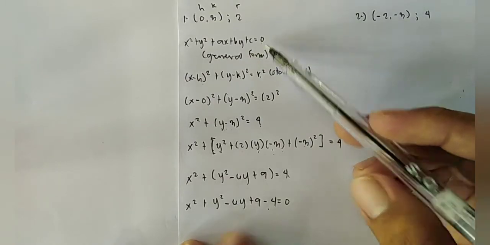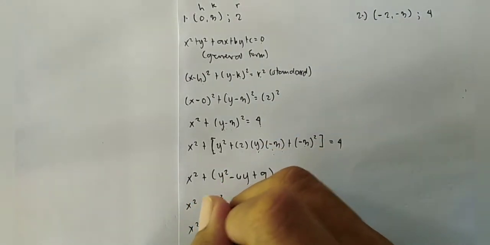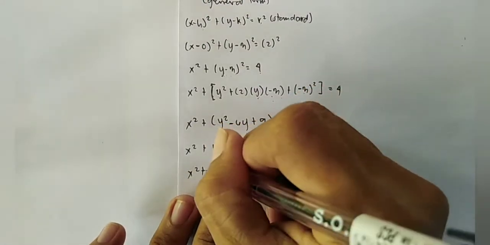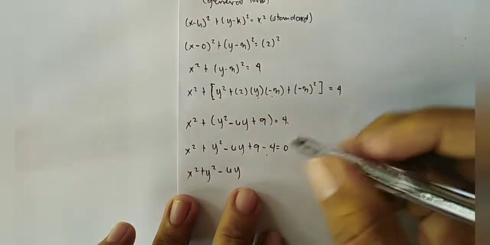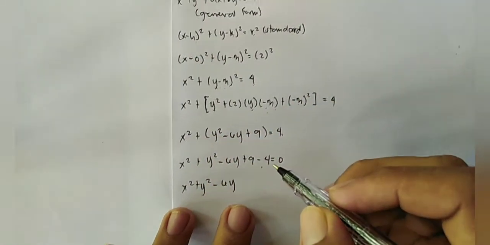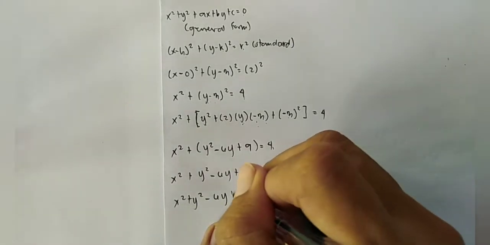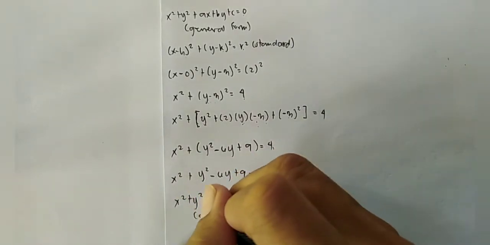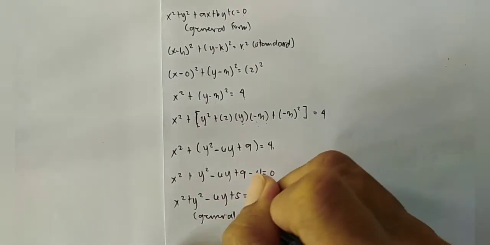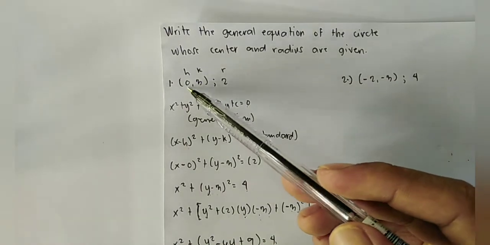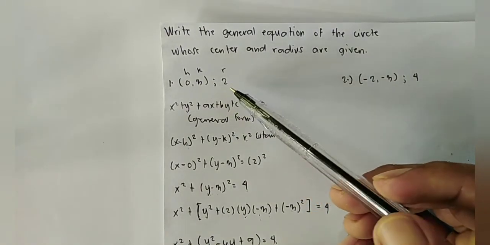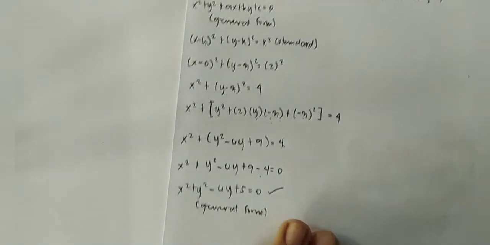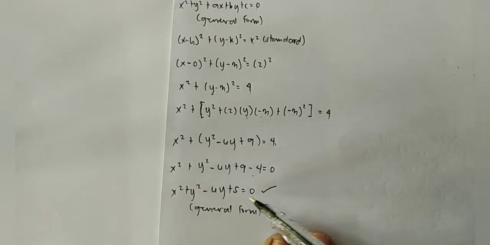So we just follow this one. Simplify further: x squared plus y squared minus 6y. So 9 minus 4, that is positive 5, is equal to 0. So this is already the answer. This is already the general form of the equation of the circle given the center at (0, 3) and the length of radius, which is 2. That's it. We have x squared plus y squared minus 6y plus 5 is equal to 0.